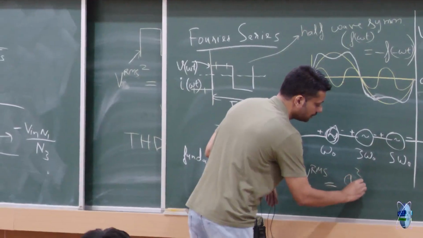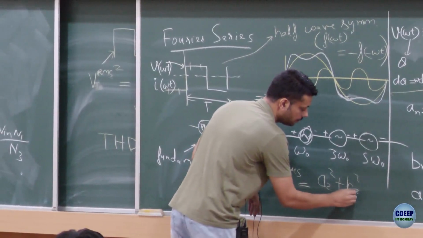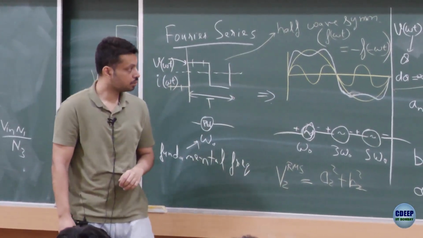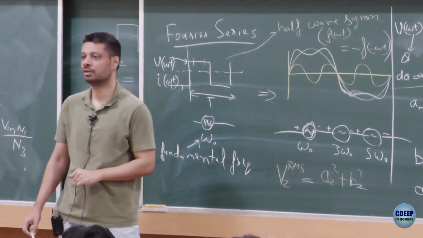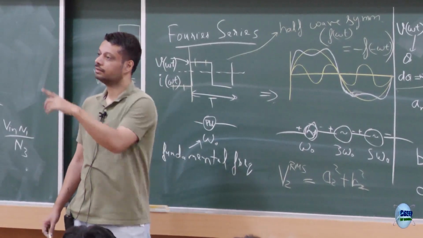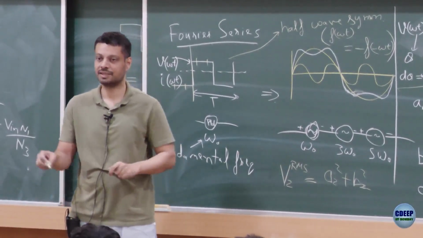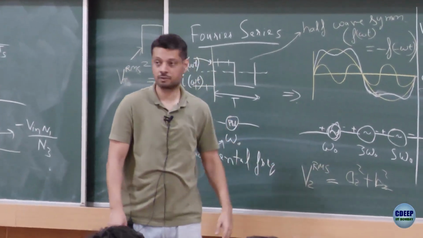A2 square plus B2 square by? No, I don't think so. By 2 should not come. I think it should just be A2 square plus B2 square. But you can try it. Give it in the assignment, let them prove it, let them write with their pen, pencil. So your V2 square is nothing but A2 square plus B2 square.